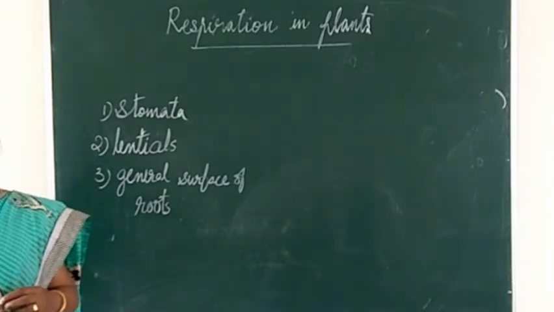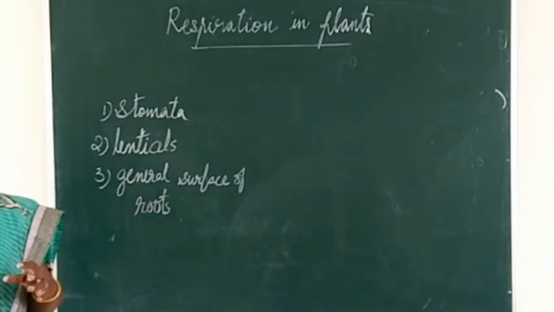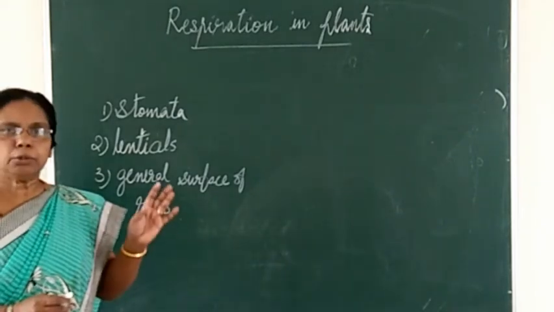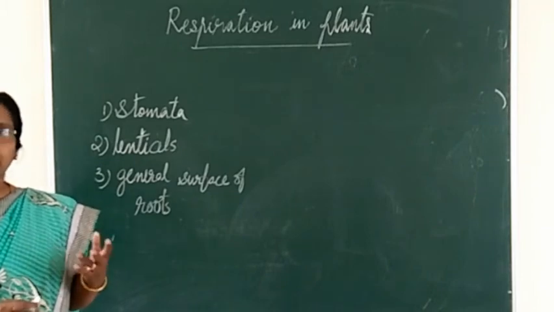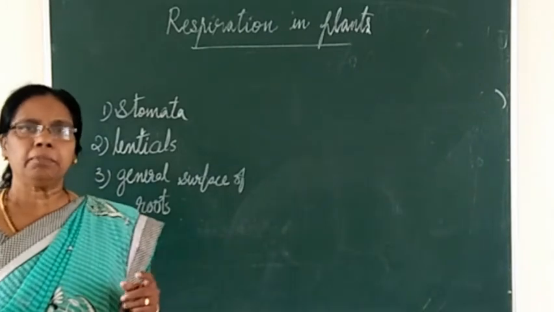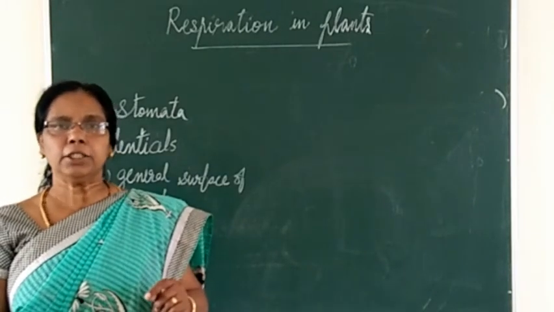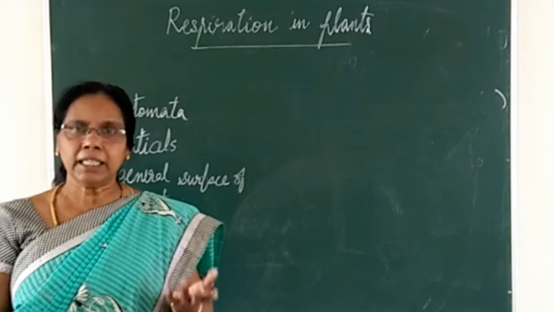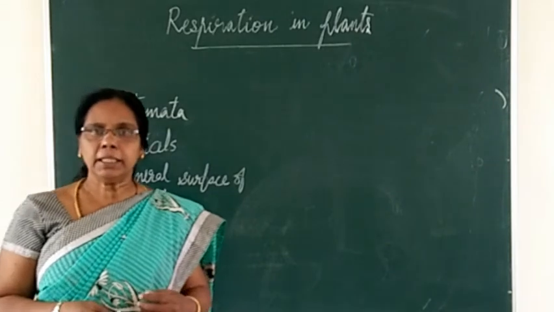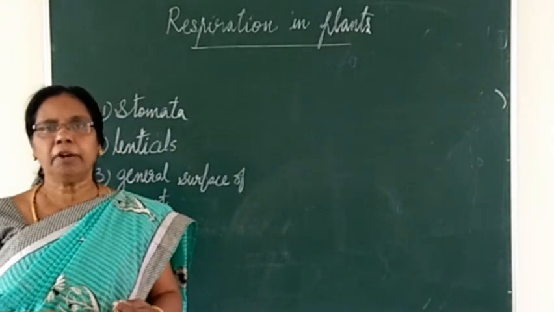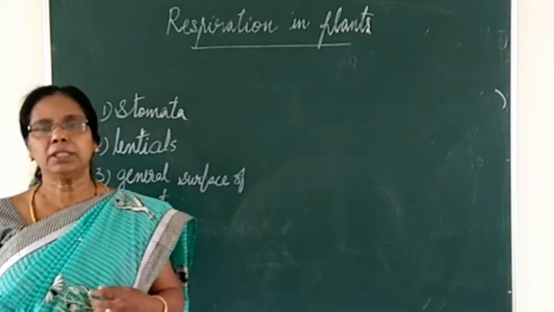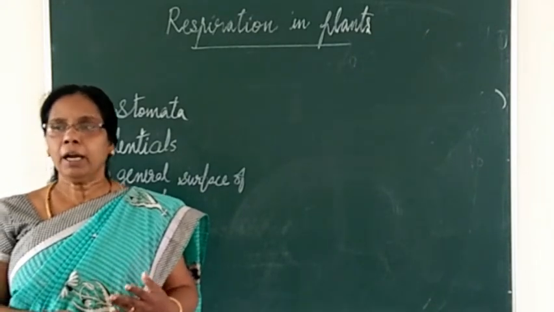Then during the daytime, two processes take place together in plants. Which are those two processes? Yes, one is photosynthesis and the other is respiration. In photosynthesis, which gas is mainly used? Yes, it uses carbon dioxide and releases oxygen. So during photosynthesis carbon dioxide is used and oxygen is given out, whereas during respiration the plant uses oxygen and carbon dioxide is given out.